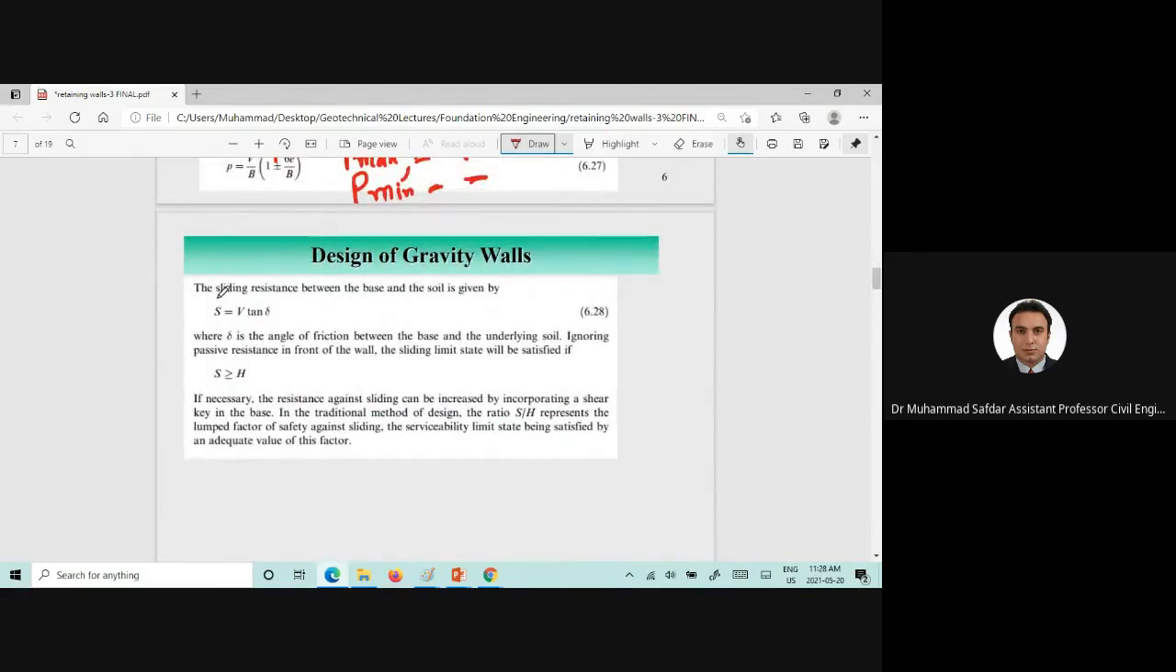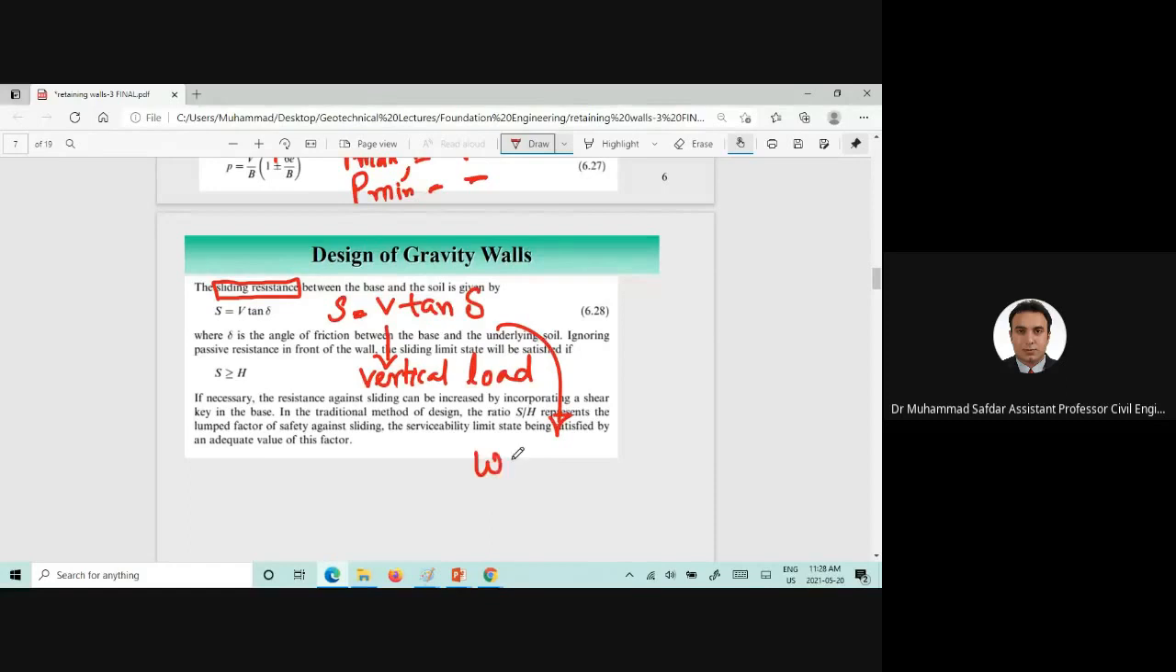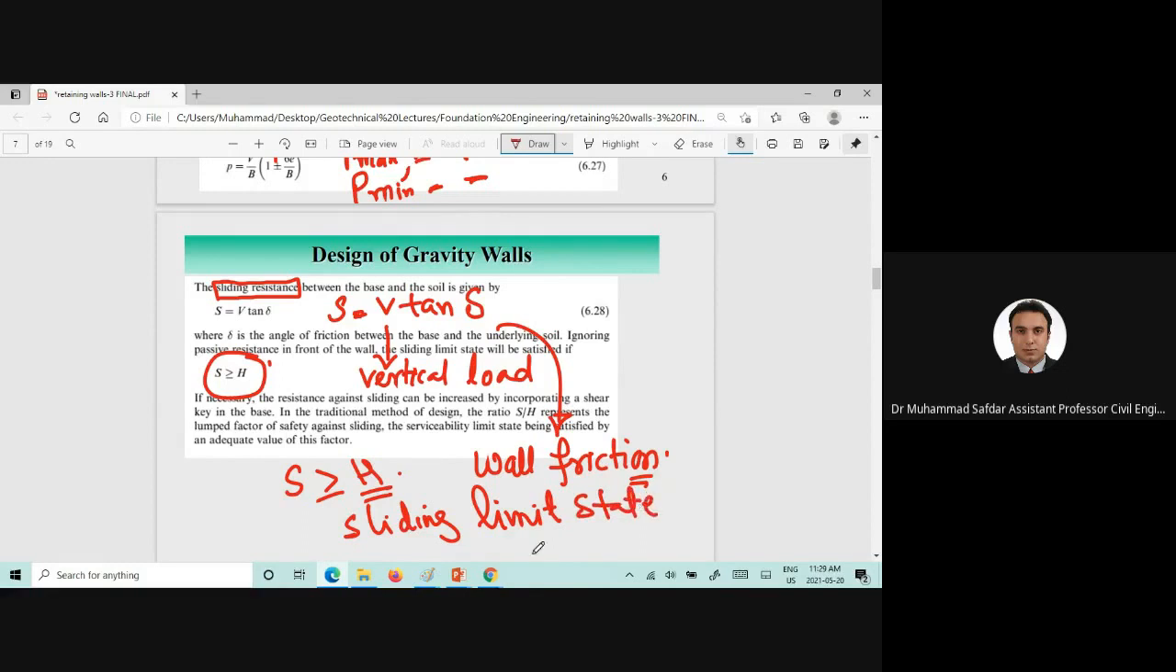Now, the sliding resistance at the base of the retaining wall can be found using this equation: S equals V tan delta, where V is the vertical load and delta is the wall friction. If the sliding resistance is greater than the horizontal force, then the sliding limit state is satisfied.